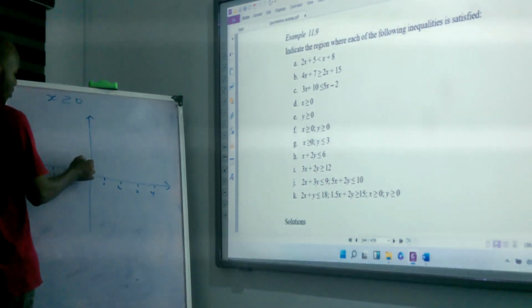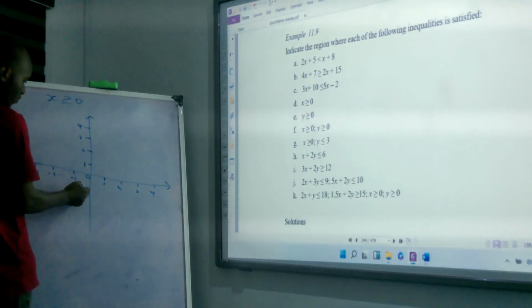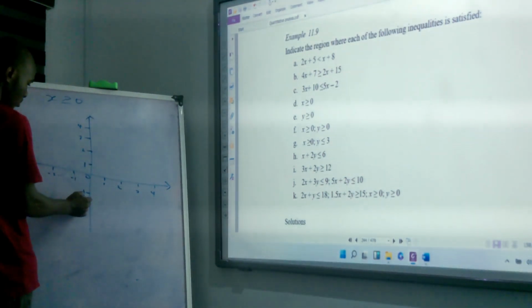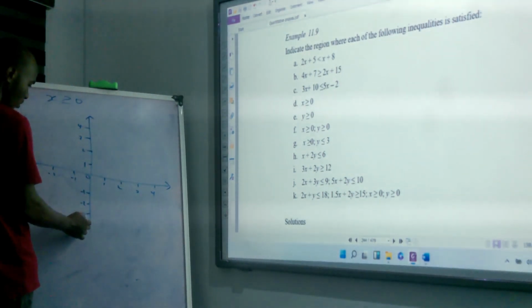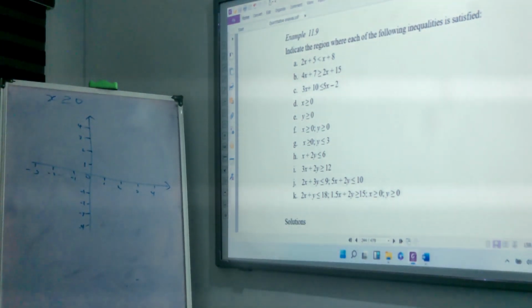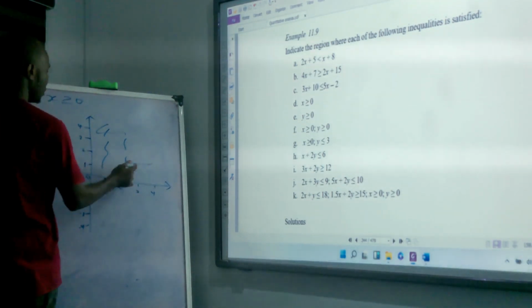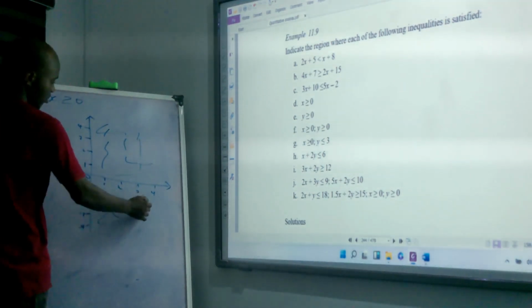Positive values for y, negative values for y, minus 4. So we are asked to do this. When x is greater than 0, we are talking about this thing here. Everything here, to the right, and here too.